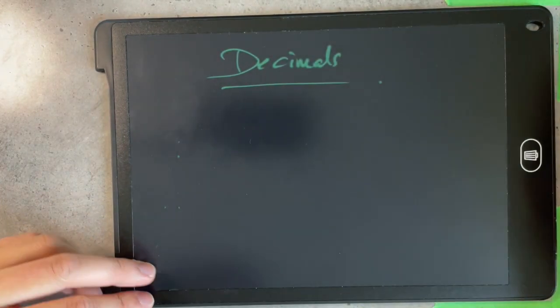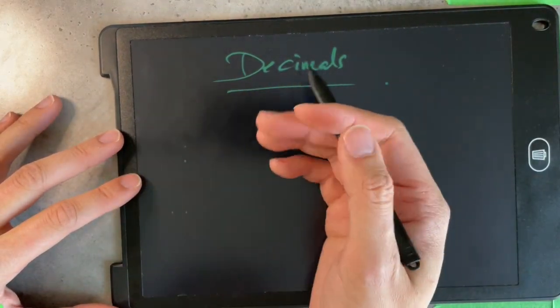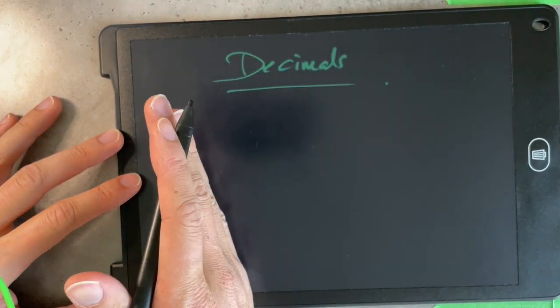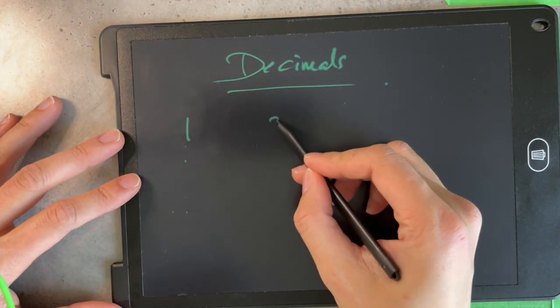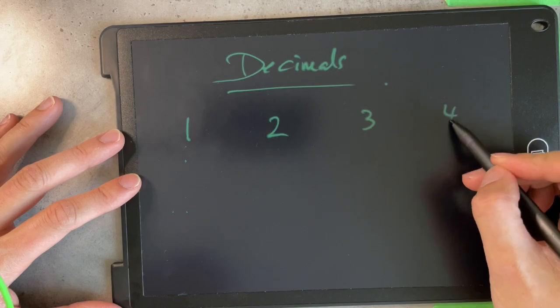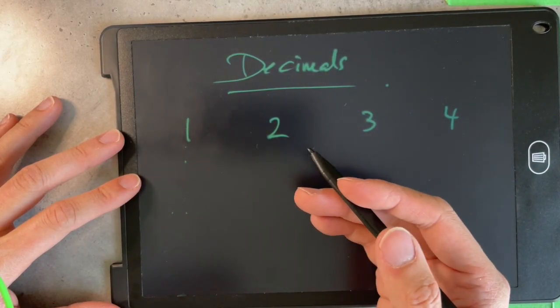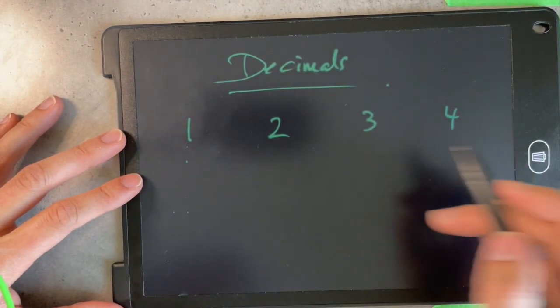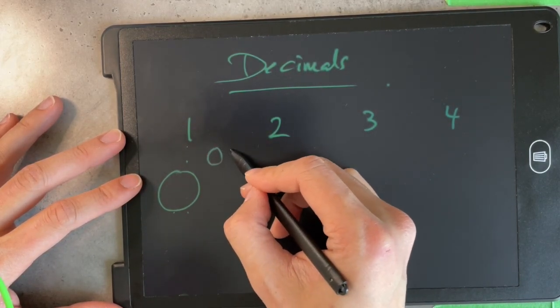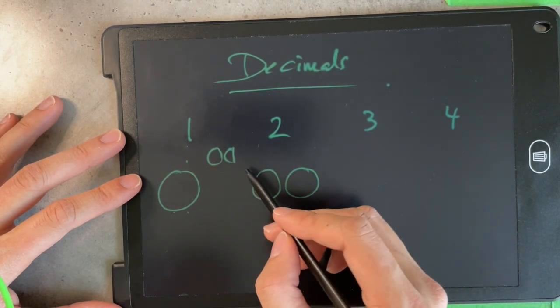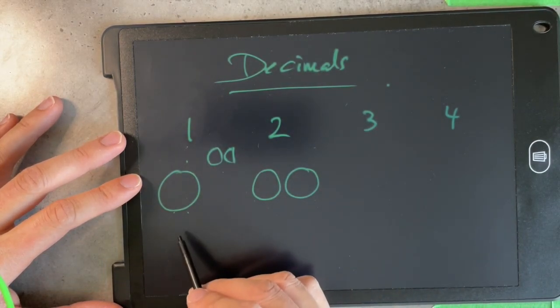What are decimals? Well, decimals are numbers that come after the whole number. So let's say you have 1, 2, 3, and then 4. But let's say I have 1.5 pizzas. I only have 1, here's a 2, but then let's say I have 1.5 here, then how do I do that, right? So how do we do that?